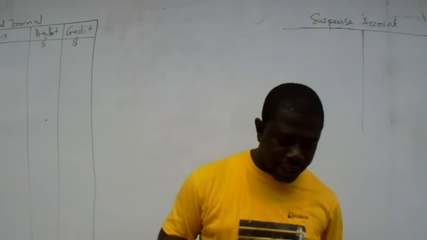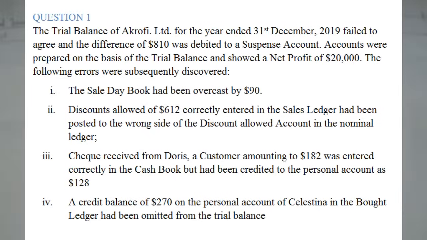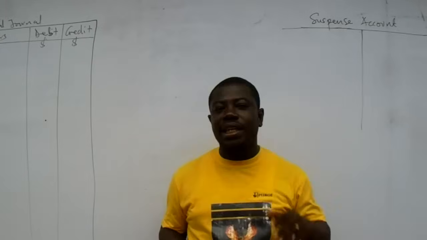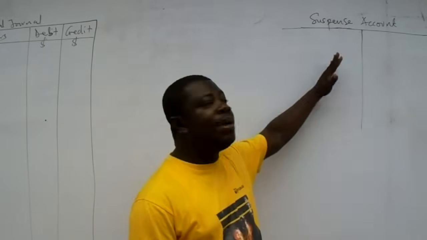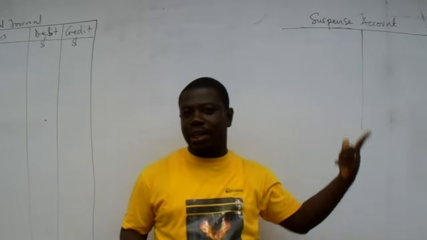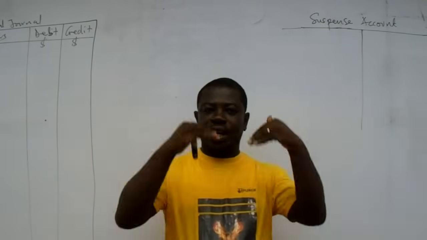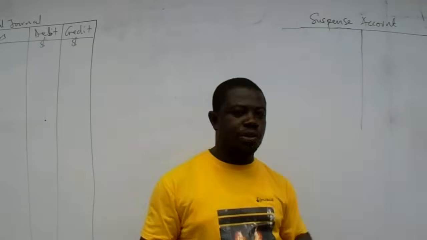So we go back to the question. The trial balance of Akrofi Limited for the year ended 31st December 2019 failed to agree, and the difference of $810 was debited to a suspense account. And so what we are saying is that it was debited to a suspense account, meaning that the credit side was more than the debit side. And so when the debit side is in shortage, then we debit the suspense account.